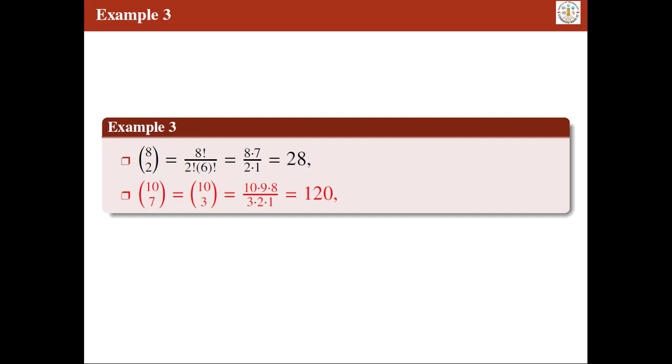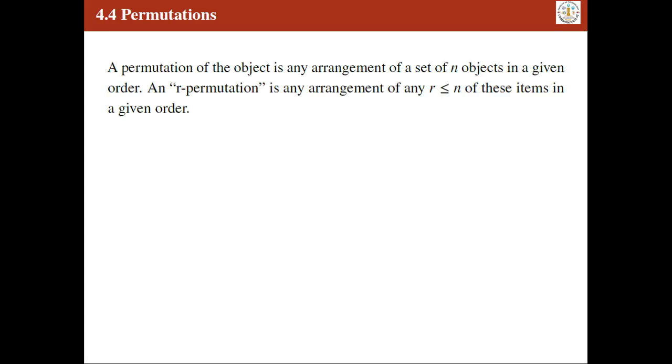10C7 equals 10C3 equals (10 times 9 times 8) divided by (3 times 2 times 1) equals 120. Permutation.